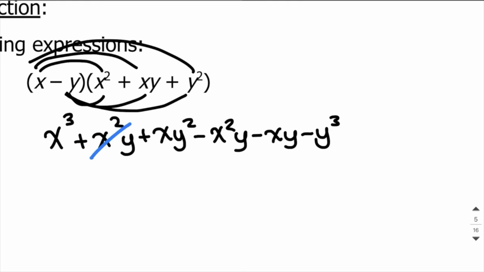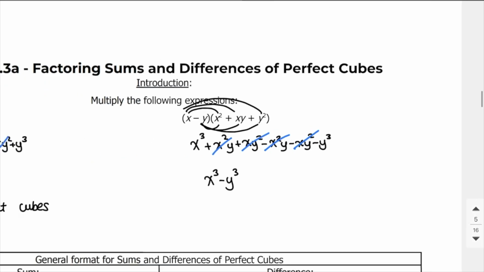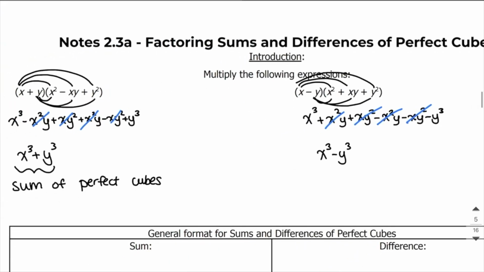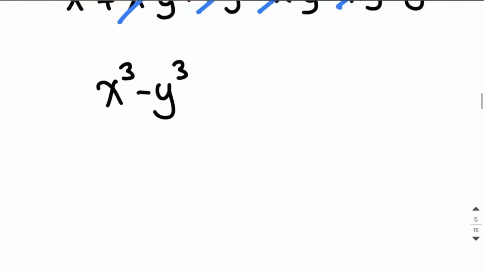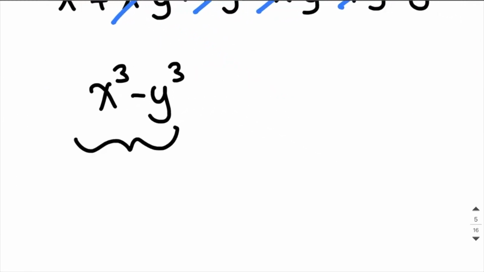This x squared y cancels with this negative x squared y. Sorry, this should have said minus xy squared. And then we also know that this xy squared is going to cancel out with this negative xy squared. So I end up getting x cubed minus y cubed, which is almost the exact same thing that happened here, except instead of it being a sum of perfect cubes, now we're going to have subtraction, or a difference of perfect cubes.